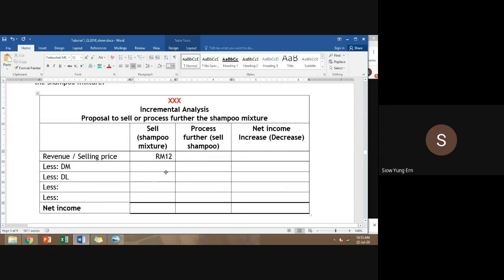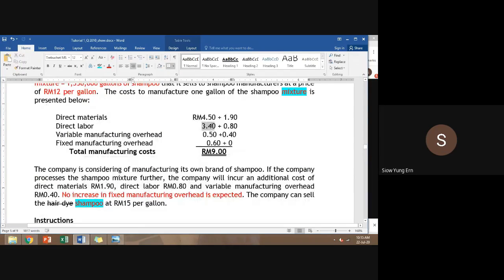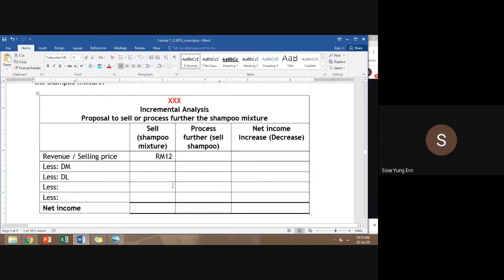Okay, now we move on. Jasmine, what do you get for your direct labor? Correct, 3 ringgit 40 cents, which is here. Direct labor, 3 ringgit 40 cents. Okay, what is the next item and how much?